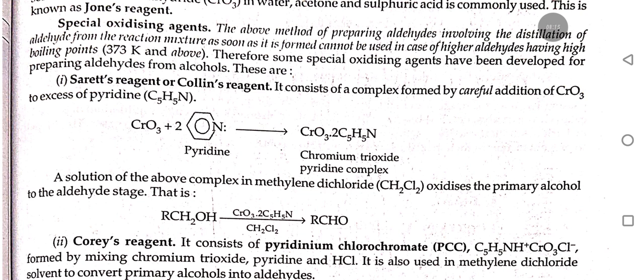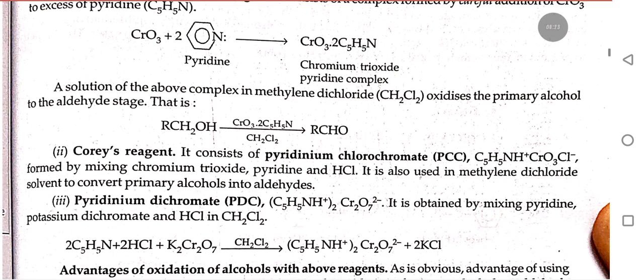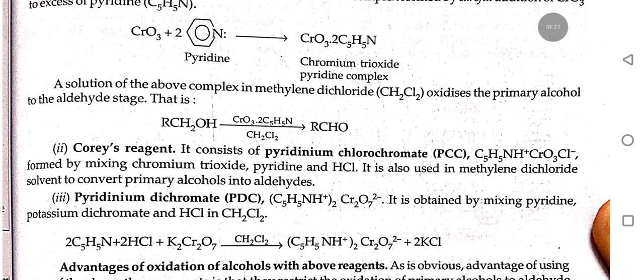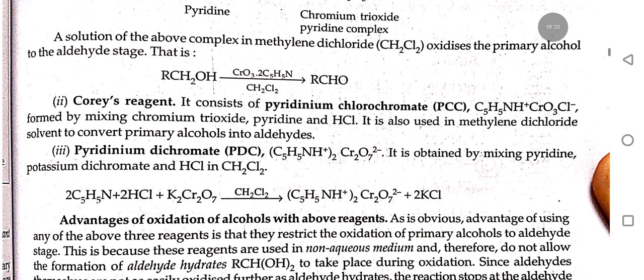It consists of a complex formed by careful addition of CrO3 to excess of pyridine. A solution of the above complex in methylene dichloride oxidizes the primary alcohol to the aldehyde stage. Corey's reagent consists of pyridinium chlorochromate formed by mixing chromium trioxide, pyridine and HCl. It is also used in methylene dichloride solvent to convert primary alcohol into aldehyde. Pyridinium dichromate is obtained by mixing pyridine, potassium dichromate and HCl in CH2Cl2.